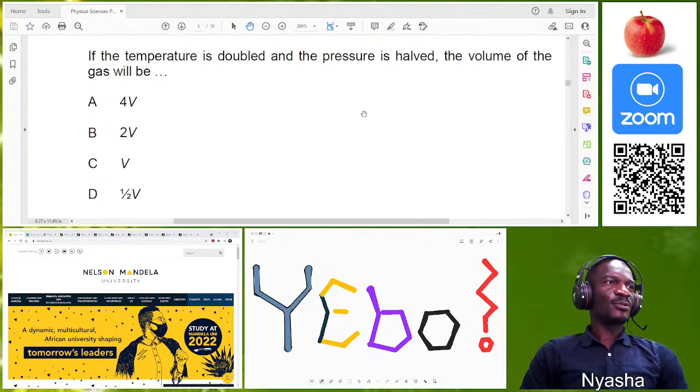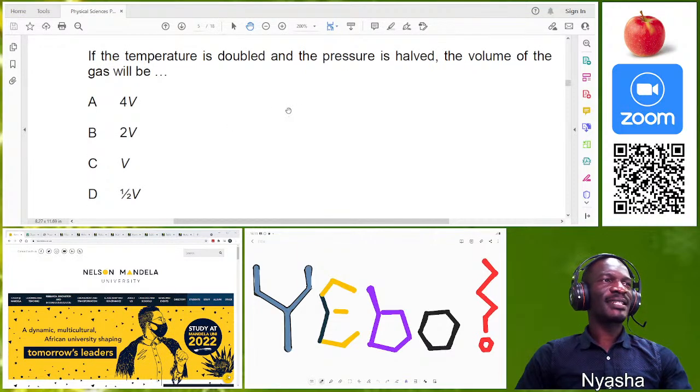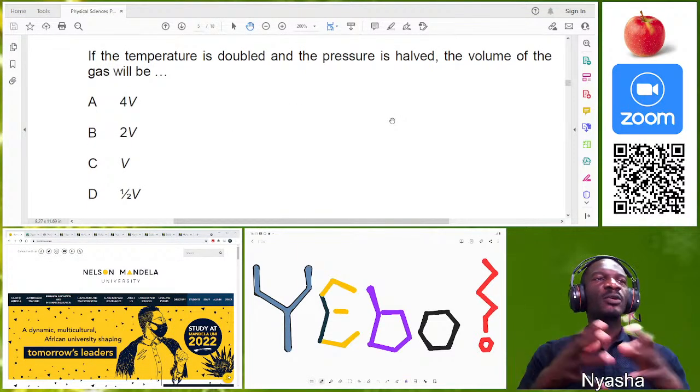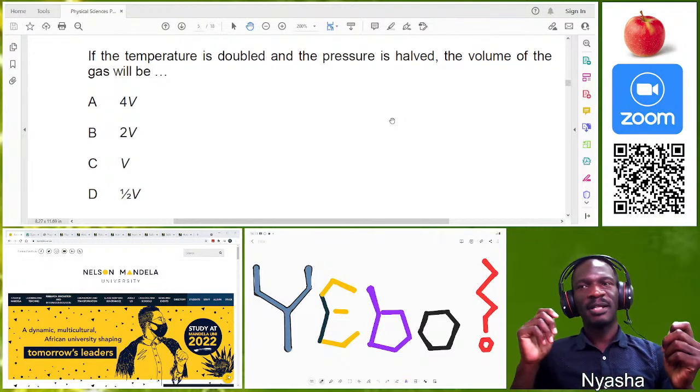Because all you need to now do is, the first part has just told you, so you've just been given information that we're looking for the volume of a gas at a certain temperature and pressure, right? So the volume of a gas at a certain temperature and pressure, which equation relates those parameters for this gas?